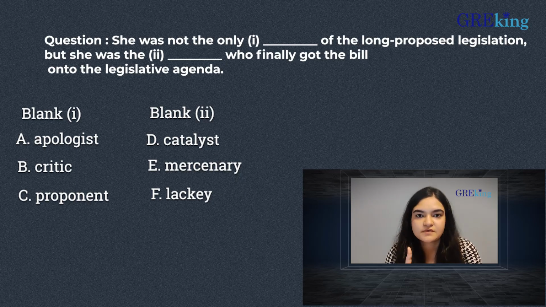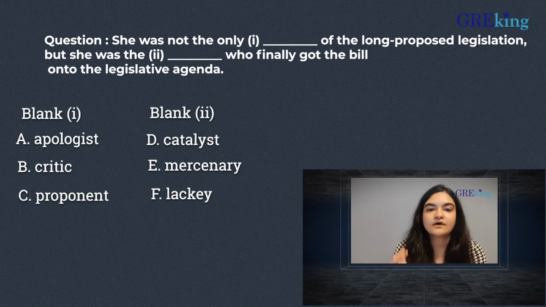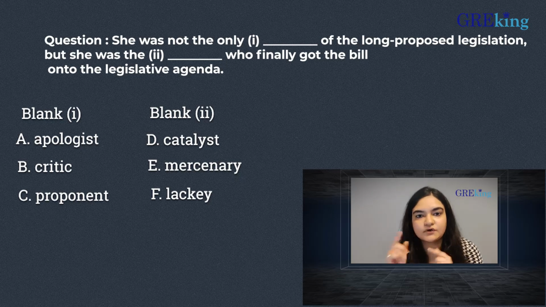Now, the first important thing is it is a two blank question, and as you can see there is a blank one column and a blank two column. Blank one column has three options, blank two column has three options. For the first blank you have to find one option from the blank one column, and for the second blank you have to find one option from the blank two column. Now let's leave the options for a minute and go back to the question and read it again.